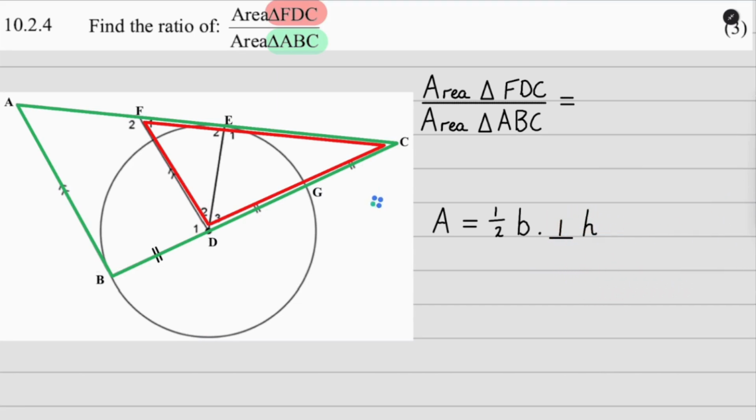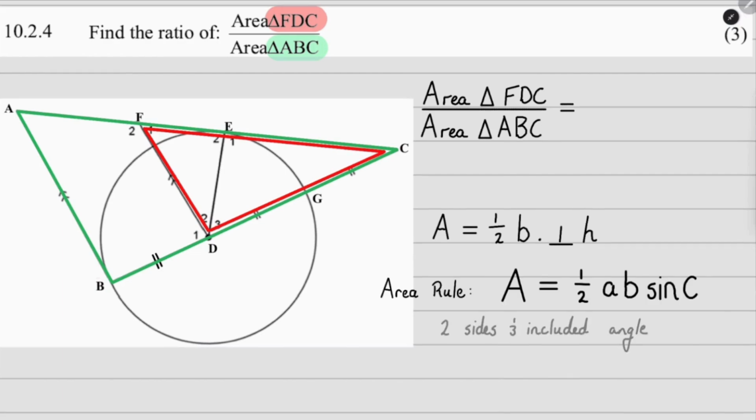And the second one is the area rule. And the area rule comes with terms and conditions. The small a and b represent sides, and the c is the included angle between those 2 sides. Now if you've got one triangle inside another triangle like this, and they share a common angle, it's always recommended that you use the area rule. So I'm going to expand both of these areas with the area rule like this.